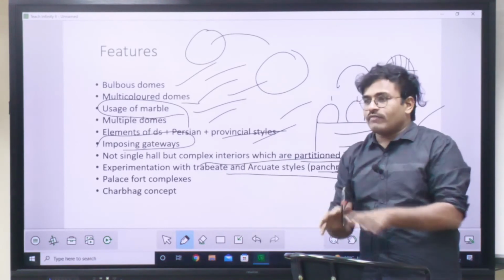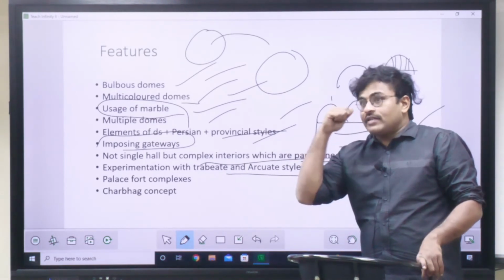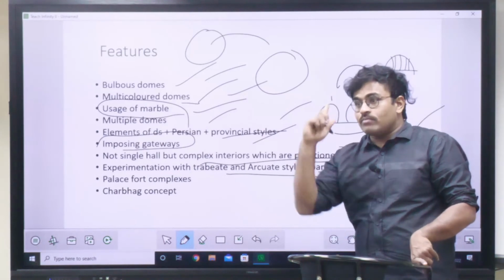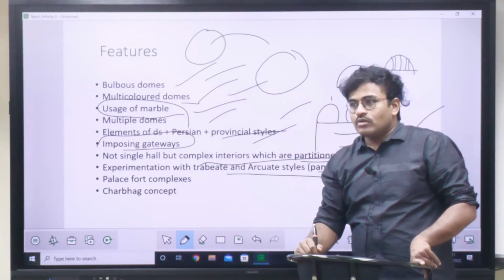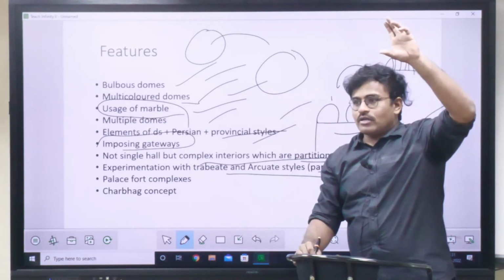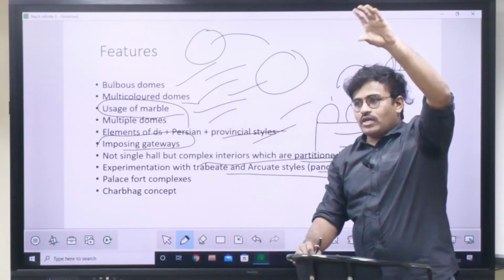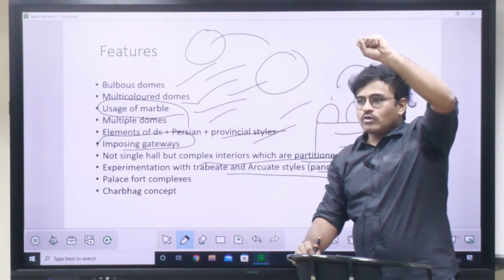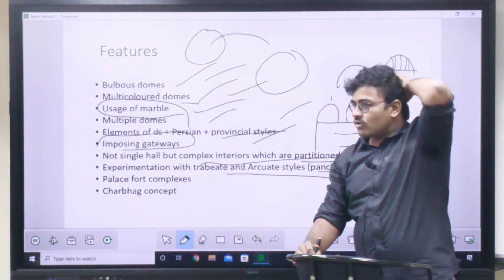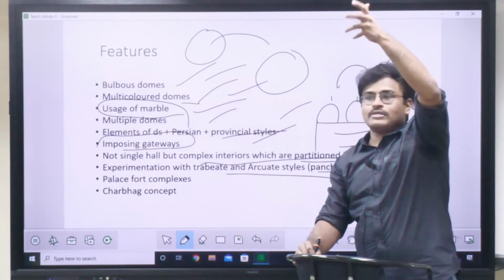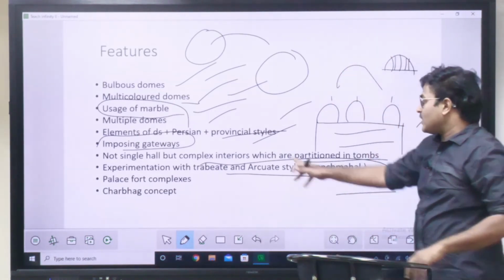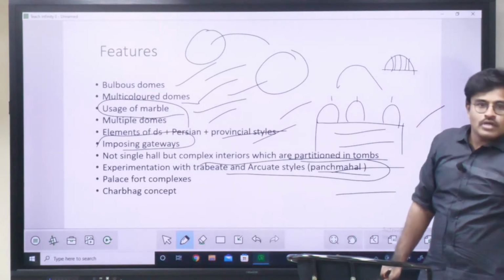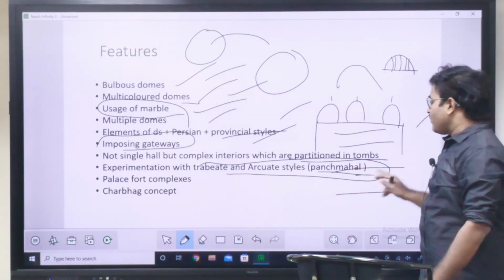I mean, combining both of them. Combining both of them, we can see the elements of combination from the Tughlaq period. Amalaka is Trabeate, but the dome is arcuate. So both of them are combined. So roughly from the period of Tughlaq itself, the composite thing started. But it found its best expression during the Mughal period. Are you getting this? Panch Mahal is the best example.